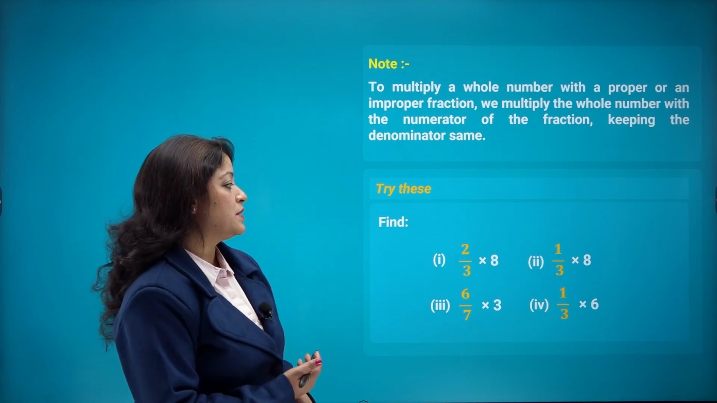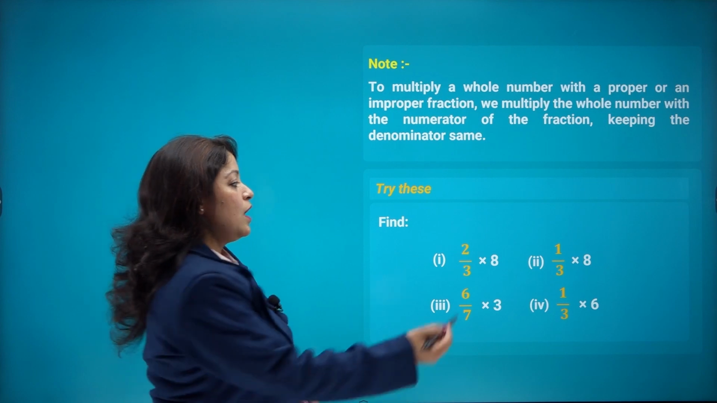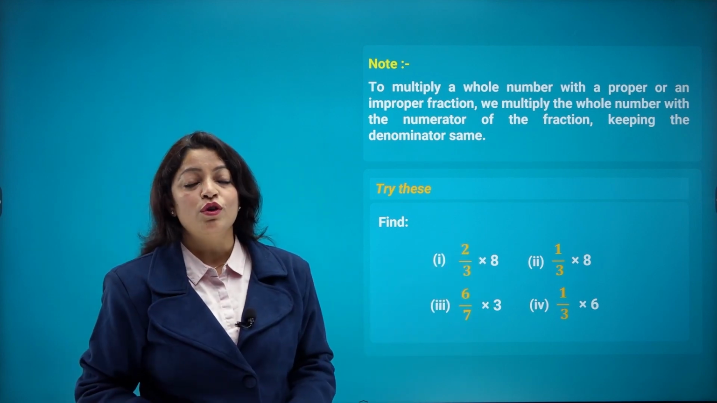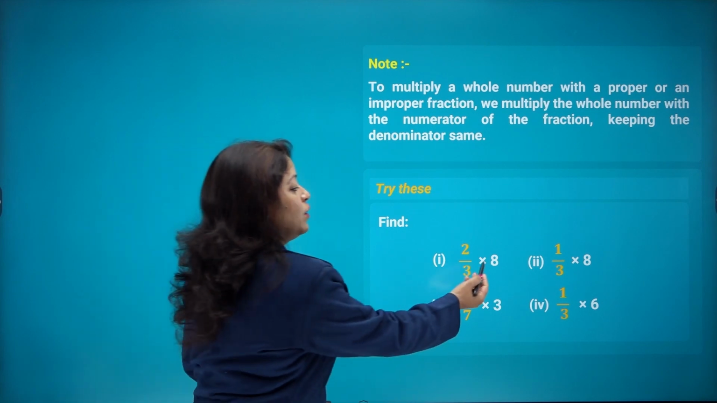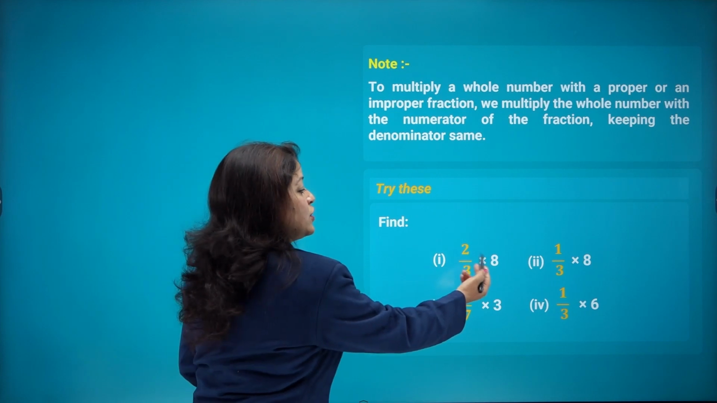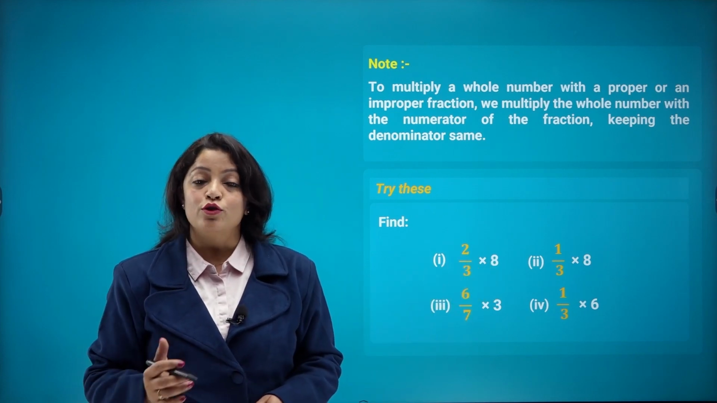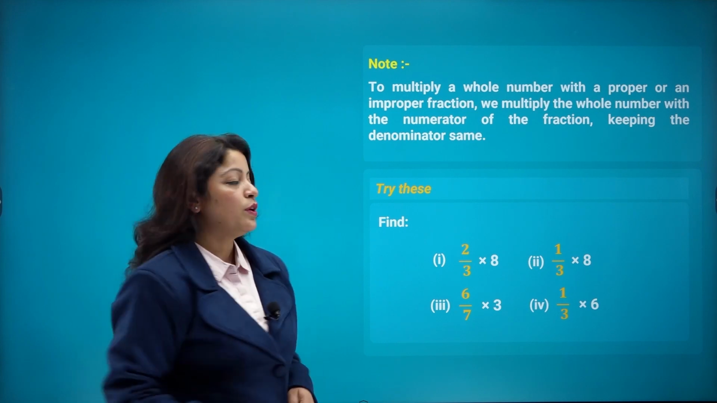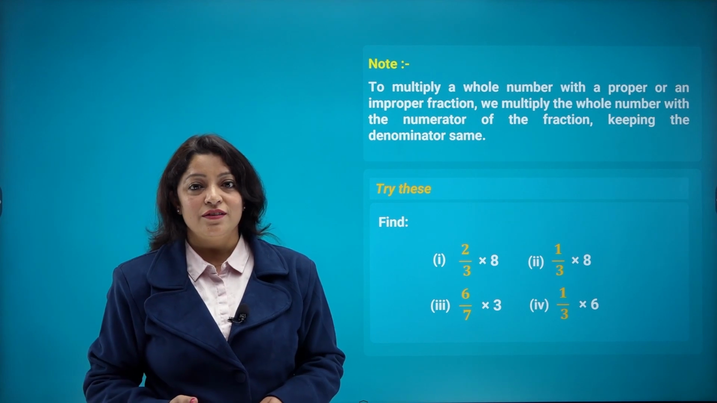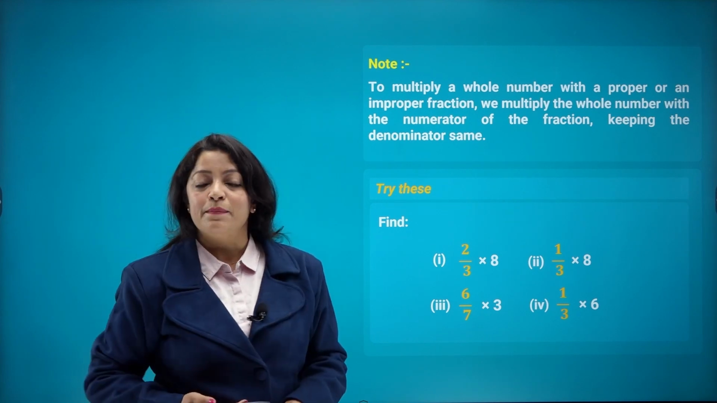Just see from these examples you can find out that if we have to multiply a whole number by a fraction, right? What we have to do? We just have to multiply the whole number by the numerator. That means we'll get 8 times 2 or 2 times 8, that is 16, and we will keep the denominator the same. So the result of the first will be 16 over 3. Isn't it very simple? So you can try with other examples here.